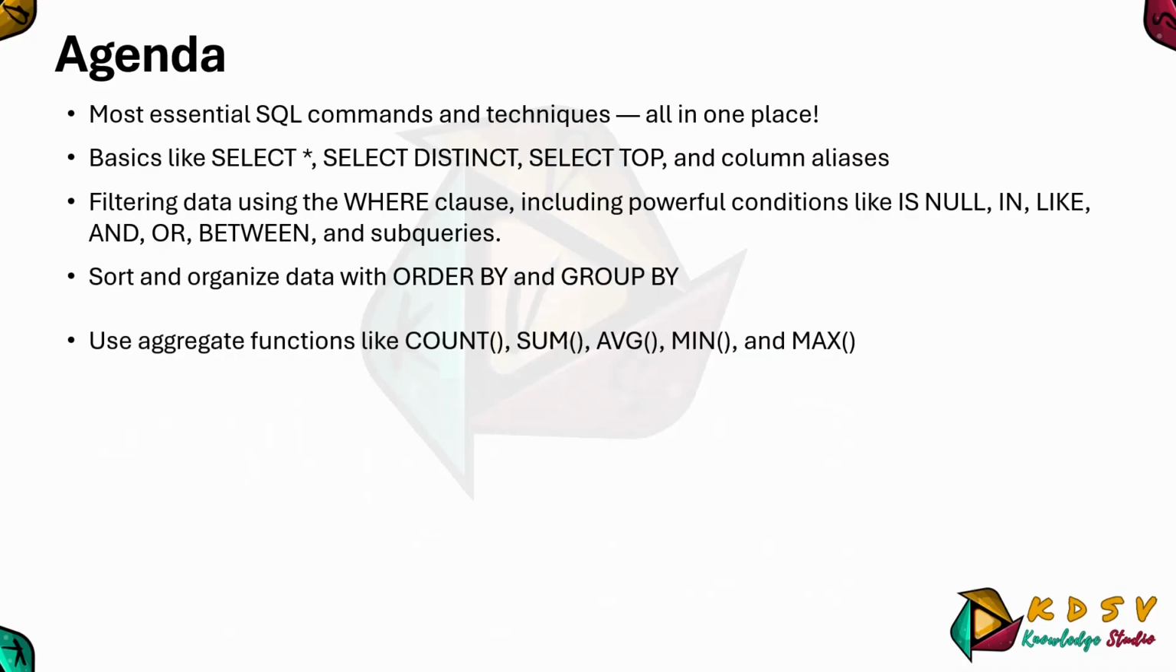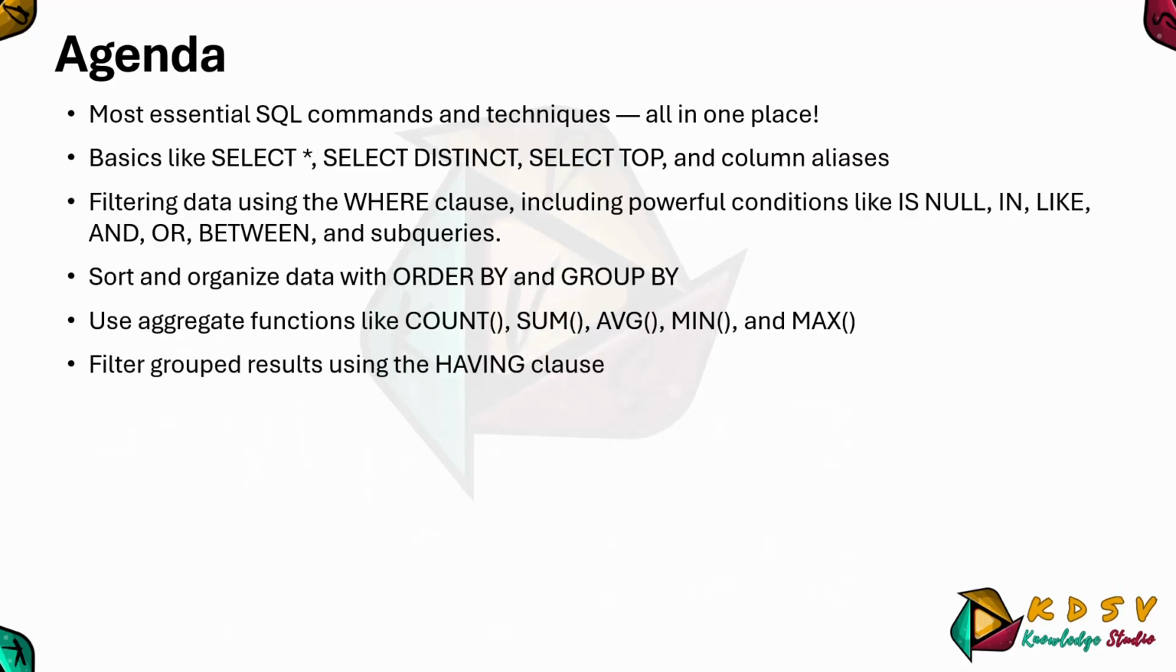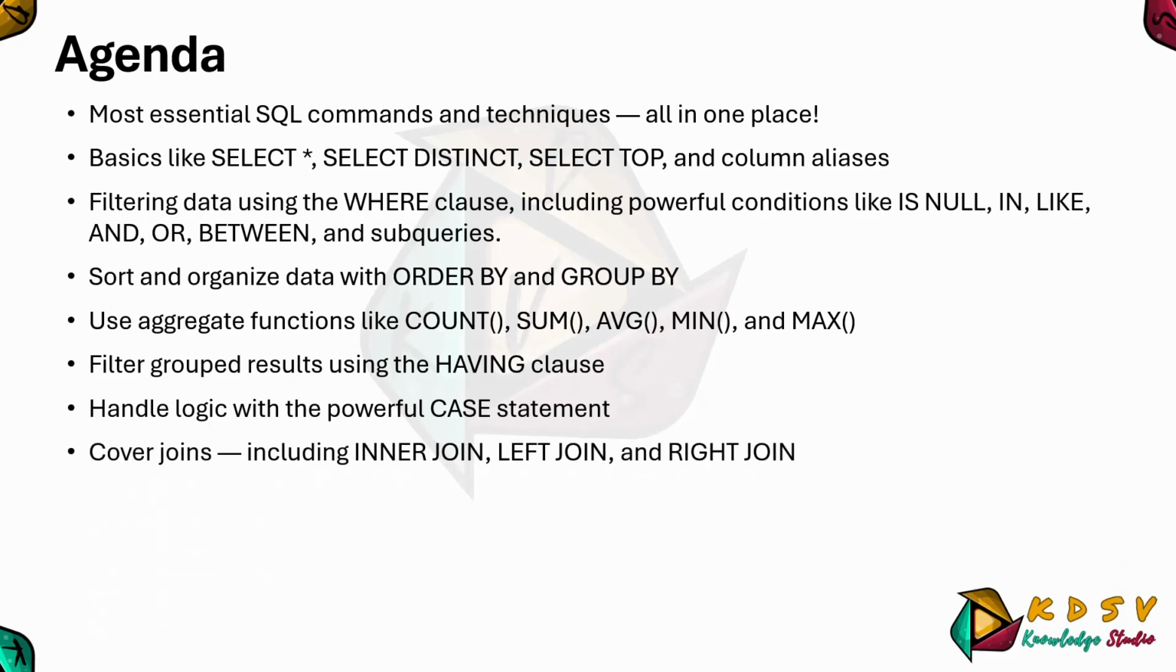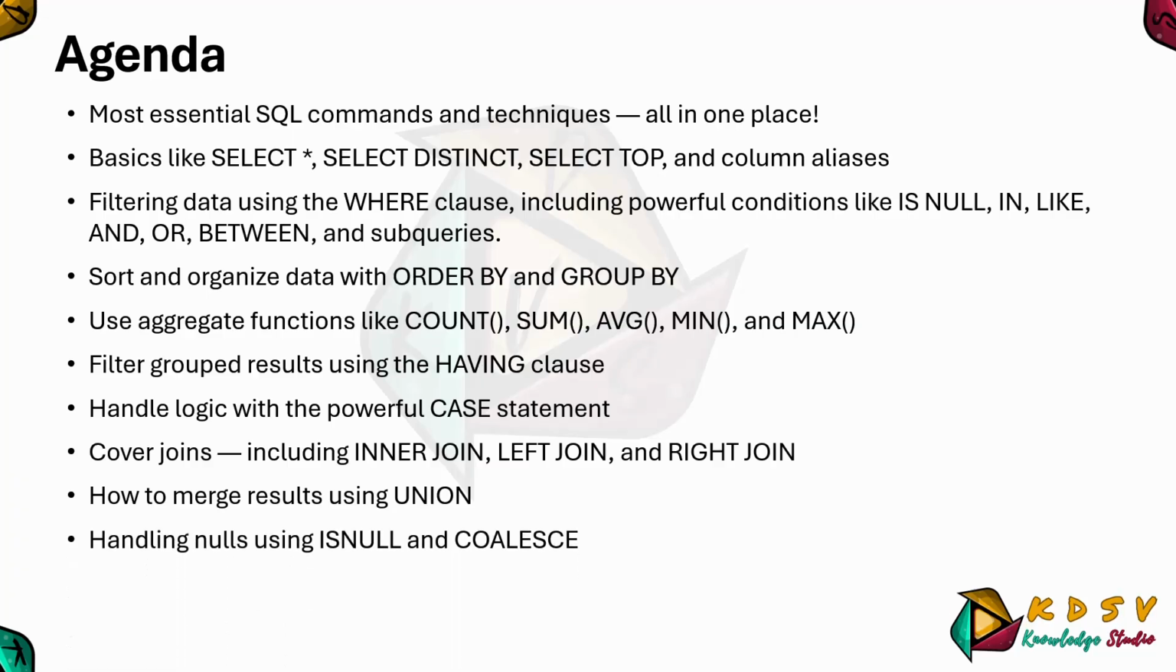Next, we will sort and organize the data with the order by and group by clauses, and use aggregate functions like count, sum, average, minimum, and maximum. Also, you will learn to filter grouped results using the having clause and handle logic with the powerful case statement. We'll also cover joins, including inner join, left join, right join, and how to merge the results using the union function. Towards the end, we will cover handling null using is null and coalesce, and wrap up with window functions like row number, rank, and partition by.